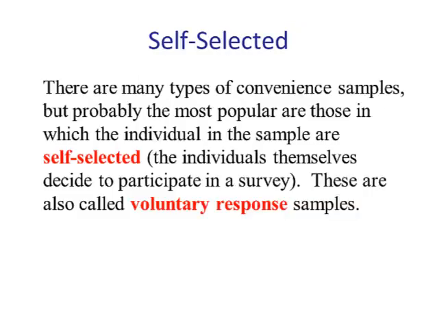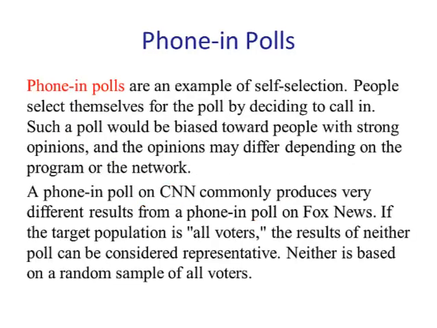There are many different types of convenient samples, but probably the most popular are those in which the individuals in the sample are self-selected. They choose to participate in the survey. These are also known as voluntary response samples. Phone-in polls are an example of self-selection. People select themselves for the poll by deciding to call in.